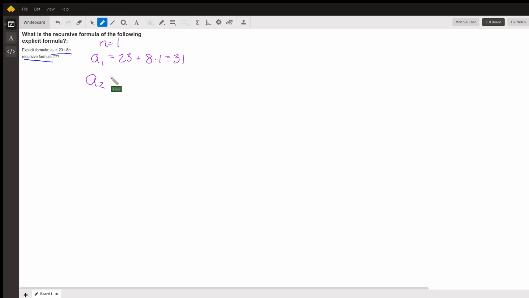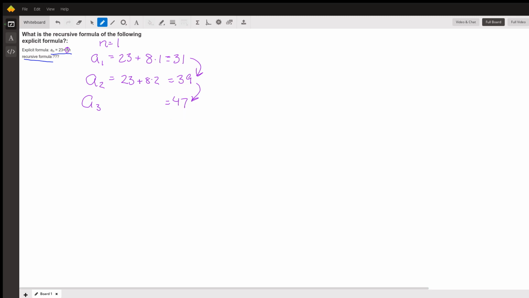Let's look at the second term. n equals 2. The term equals 23 plus 8 times 2. That equals 23 plus 16, which equals 39. And we see that we're going to jump by 8 each time. You can see that in the explicit formula: 8 times n means that when n goes up by 1, the term in the sequence will go up by 8. So a sub 3 will be 8 plus 39, which is 47.